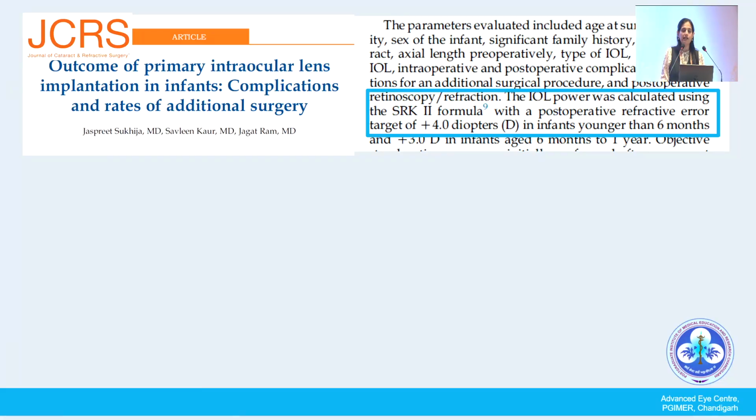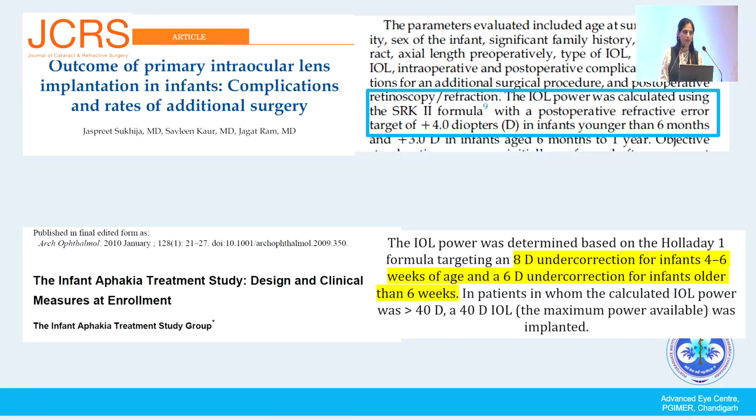We did a study again, IOL implantation in infants, where we used a target of +4, and the myopic shift over a period of 3 years was less than 1 diopter. The IATS used 8 diopter undercorrection for infants and 6 diopter for more than 6 weeks. So this is the age group. Still, there is no consensus, but by and large, bilateral cataracts +6 to +8.